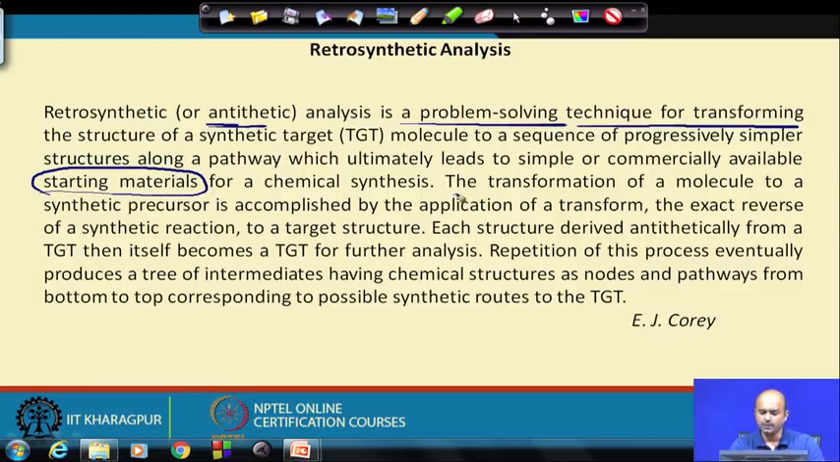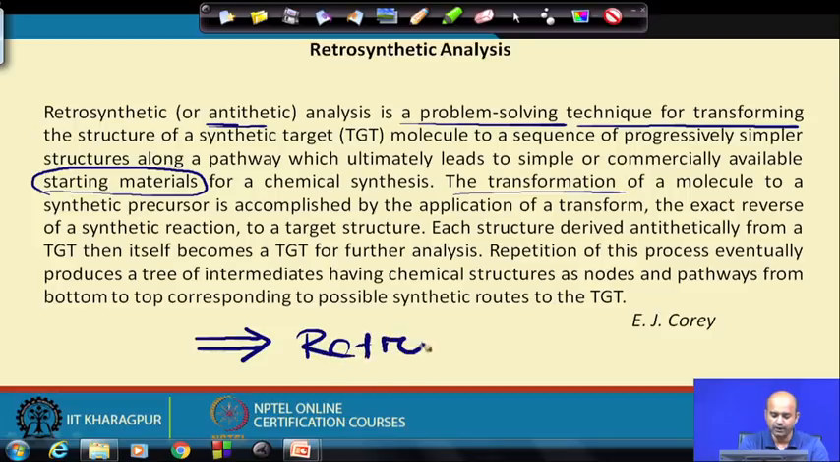The transformation of a molecule to a synthetic precursor is accomplished by the application of a transform. As I said, a transform is basically a sequence of reactions. Now, as we used a reverse arrow, this arrow is often termed the retrosynthetic arrow, or retro arrow you can call it, which is just opposite to the forward arrow.